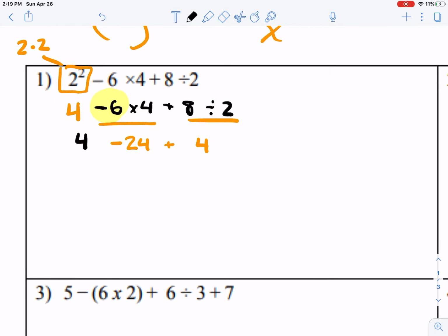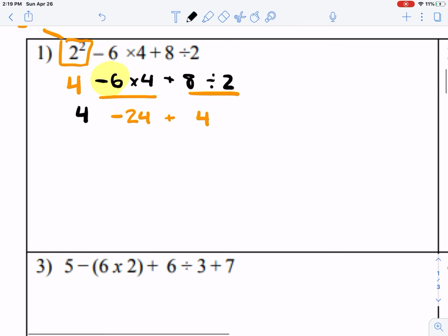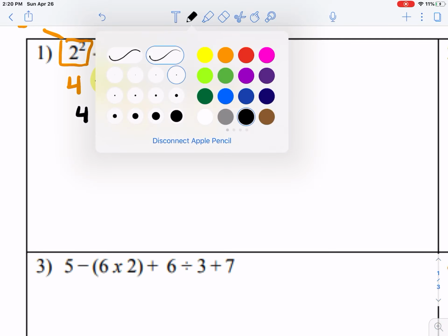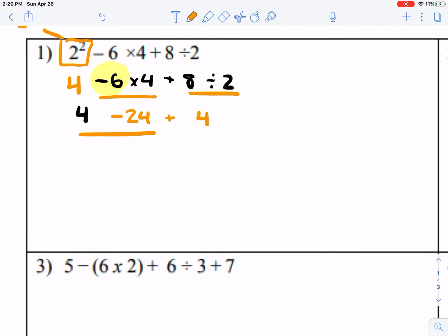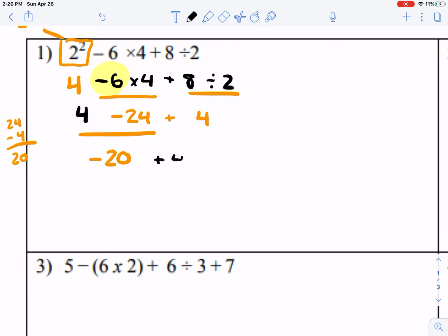Okay? So once we have that, now we just have addition and subtraction, so we're going to go ahead and work left to right. So our first thing we're going to do is 4 minus 24. So remember, whenever we have 2 different signs, we're going to go ahead and subtract. So 24 minus 4, we would get 20. So we're going to have a 20 here, but remember, you want to keep the sign of your larger number, which in this case was 24, which does have that negative sign. And then we're going to go ahead and bring down our plus 4.